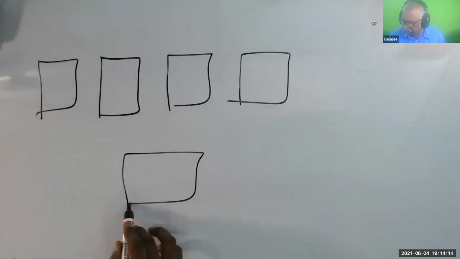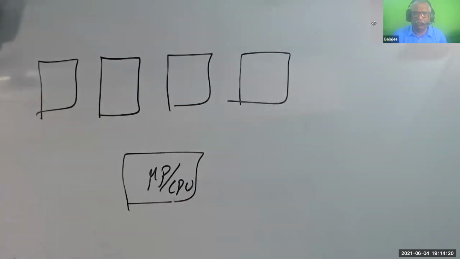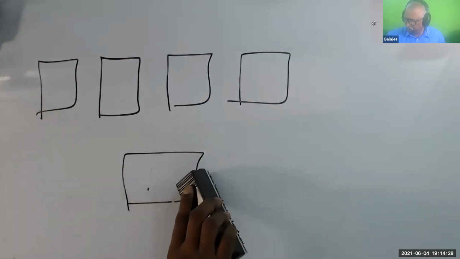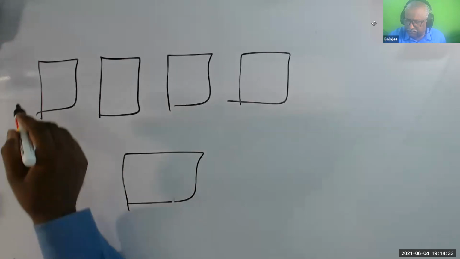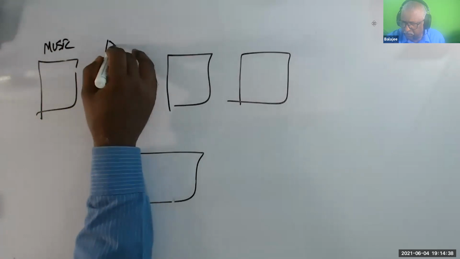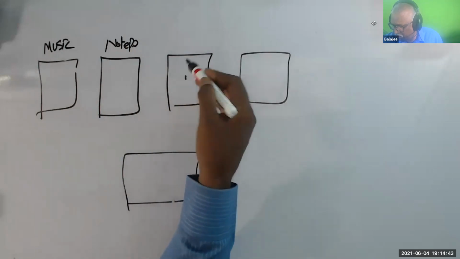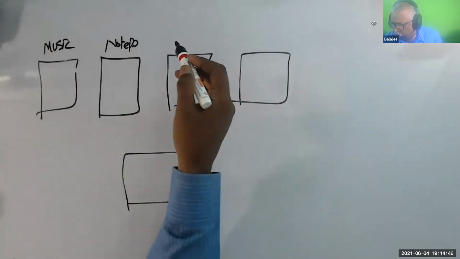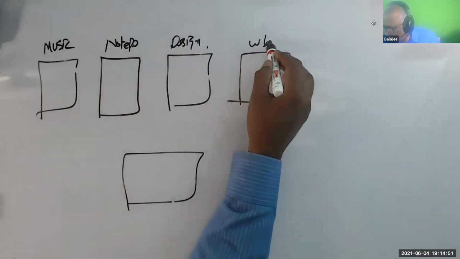You have only one microprocessor or CPU, both are same. Originally, the CPU was different and the microprocessor was different. Today, your microprocessor is a CPU. There's no difference. Both are same. A CPU on a chip is called a microprocessor. So this one is playing music, this one is a notepad, this one is for some design, and this one is a web browser where you are downloading something.